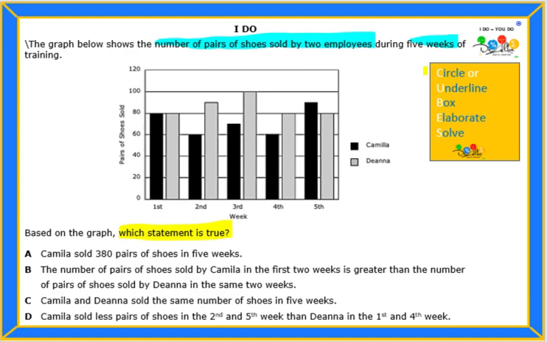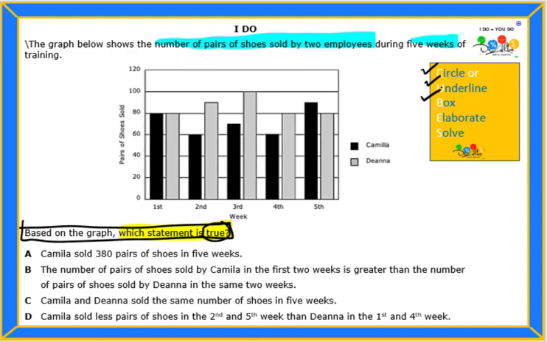Now that we have read the problem and we've highlighted the important information, let's go ahead and box in our question. We are looking for a true statement. Let's take the information in the graph and pull out the important points.